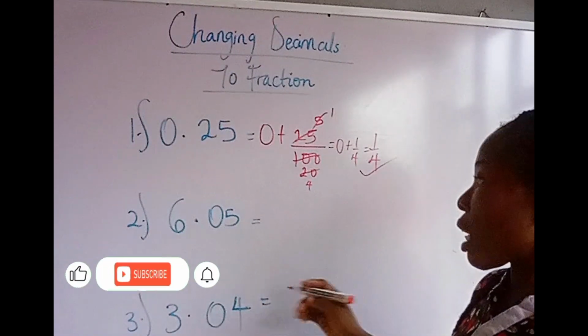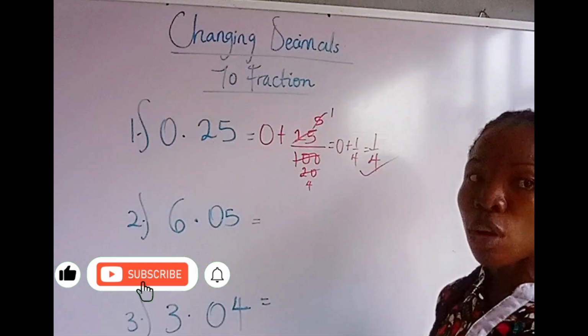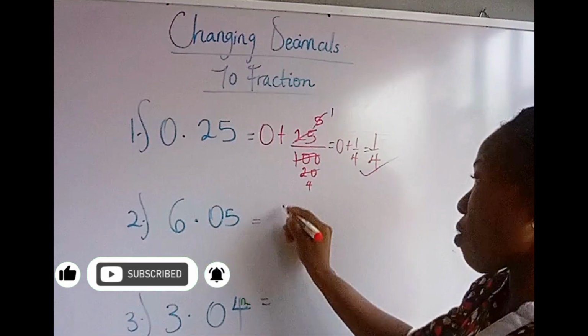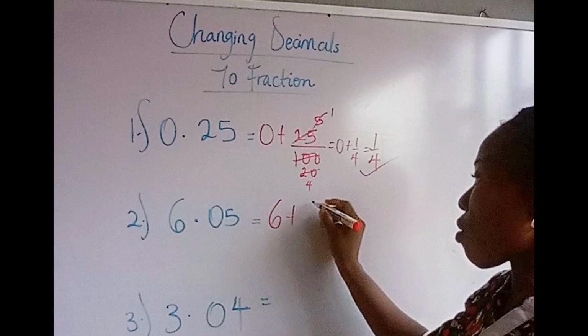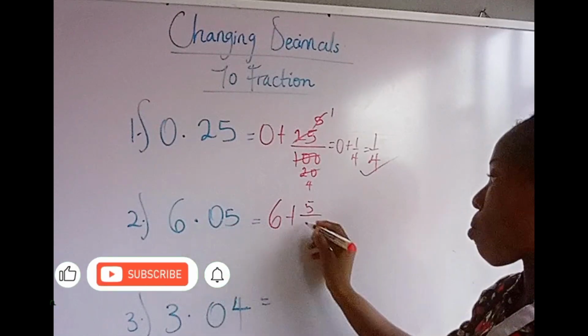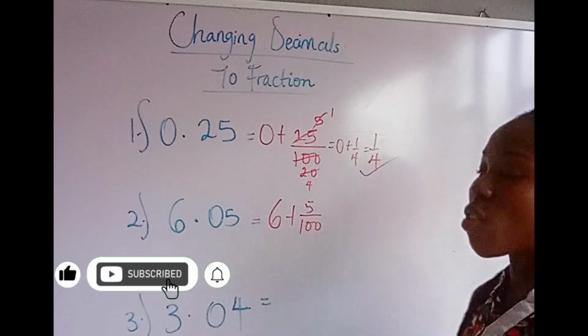Now the next one is 6.05. So separate your whole number from your decimal fraction. So we have 6 plus 5 over 100. So divide this to the lowest term.